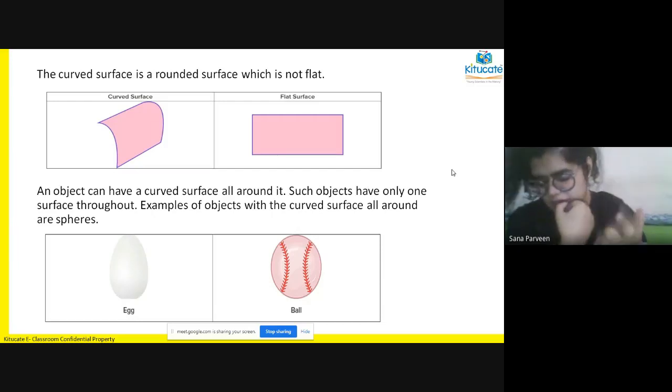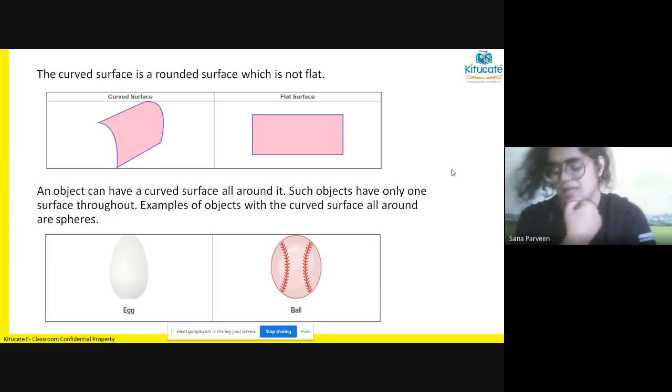It can be square, it can be rectangle. Okay, as you can see here, a flat surface is shown here, labeled as flat surface. The curved surface is a rounded surface which is not flat at all. For example, if I take our Earth, our Earth is not flat. It is a rounded structure.